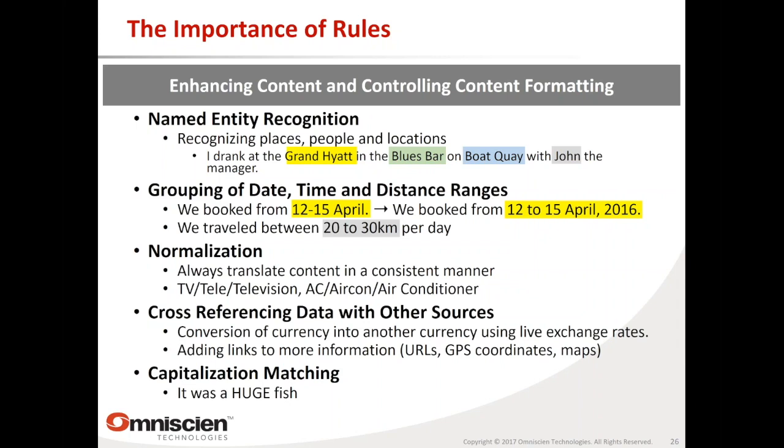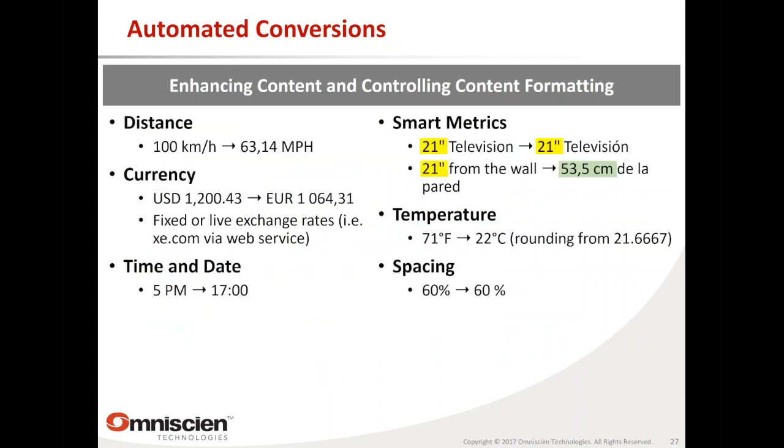We can do conversions, normalization of data. I mentioned earlier about cross-referencing data with other sources. That could be currency, URLs, GPS, all sorts of things. We can also use it to match capitalization. So if in one language the source content was capitalized for emphasis, we can match that in the target.